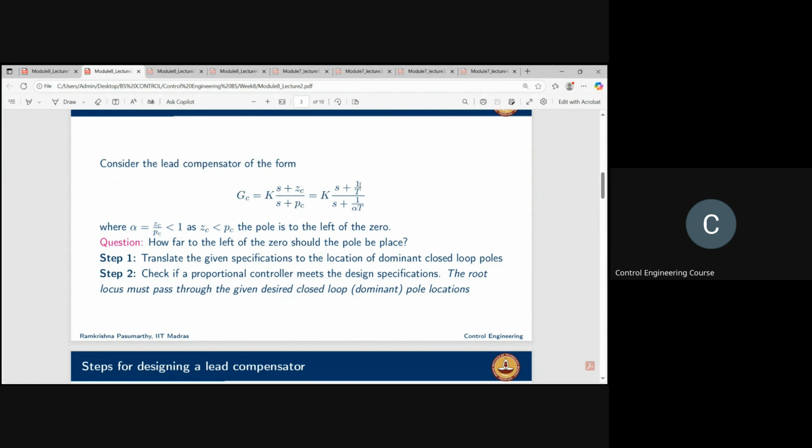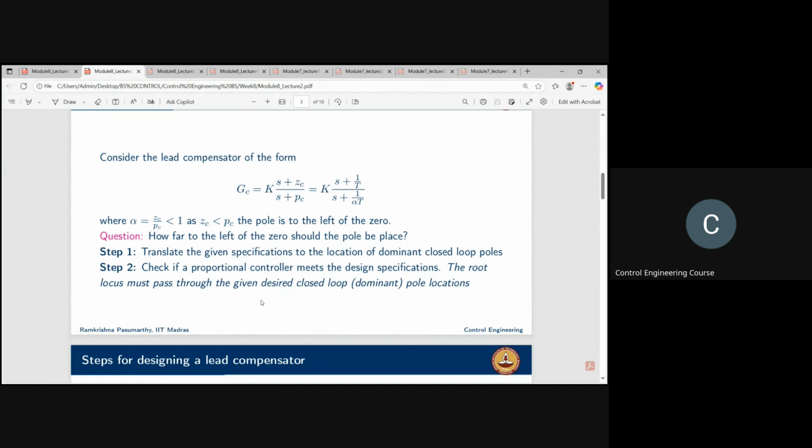So to design a lead compensator, these are the steps. First, transform the given time domain specifications to the location of the dominant closed loop poles. That is common, the trapezium region that you did, and choosing a point on it, as you did for the PD controller. Then check if a proportional controller alone meets the design specifications, which means check if the root locus directly passes through that point of interest. If it does, you don't need any PD controller or lead compensator. You can simply use a P controller. Got it? Step one and step two are clear. These are just repeating from the previous. Correct?